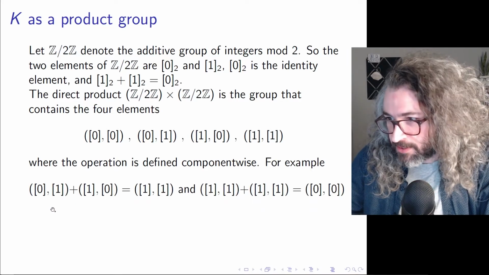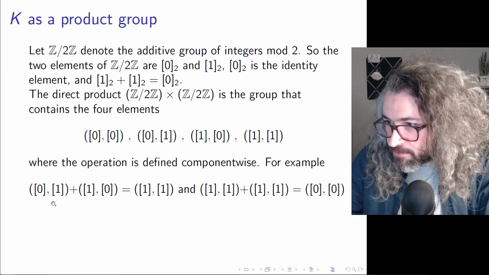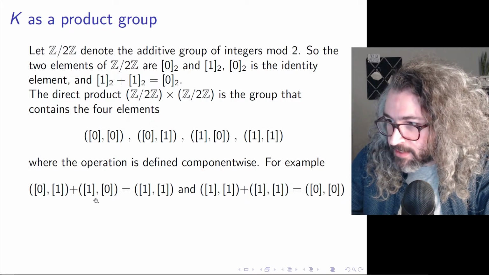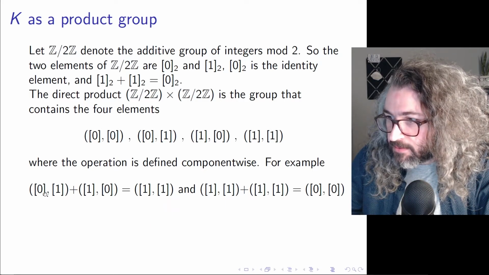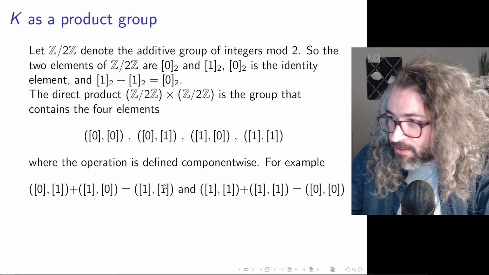So, for example, if you add this element to this element, you add the first coordinates together. You add 0 plus 1 and you get 1. And you add the second coordinates together. So you add 1 and 0 and you get 1. So if you add two of the non-trivial elements together, you get the third. That's what I wanted to show you there.